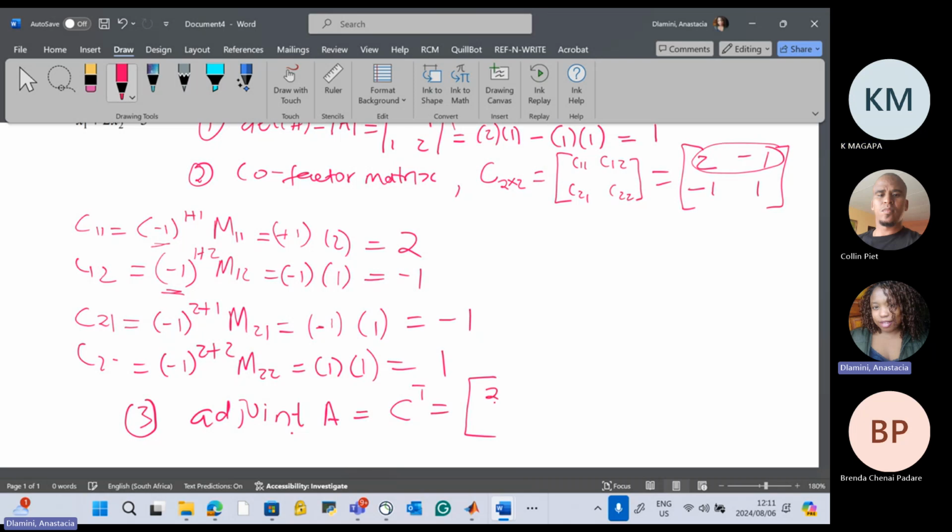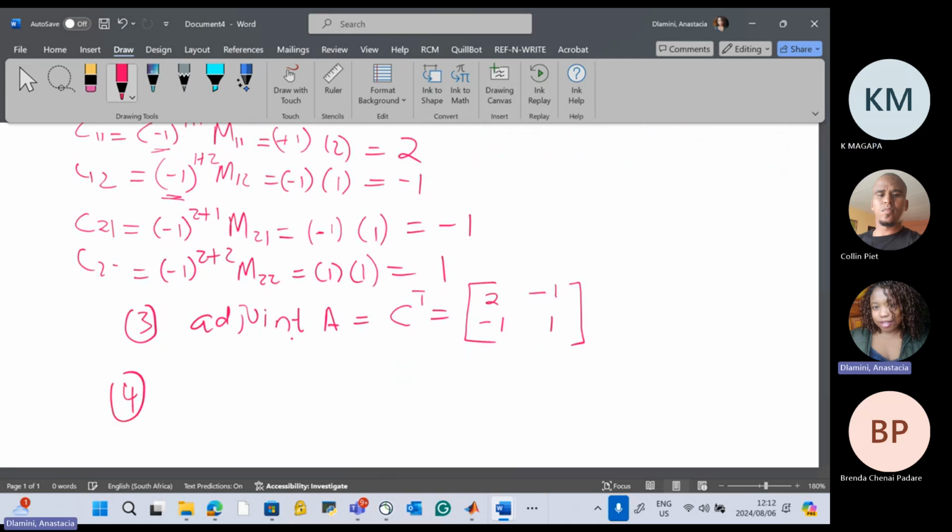So this is 2, minus 1, and this is minus 1. Hey, is it me or is this matrix symmetric? Do you see that? Yes, ma'am. Our cofactor matrix is symmetric.